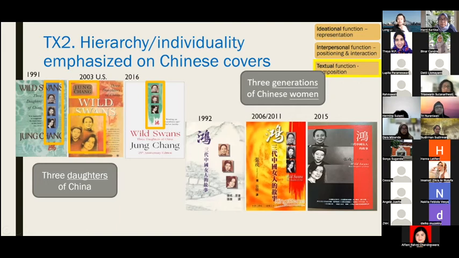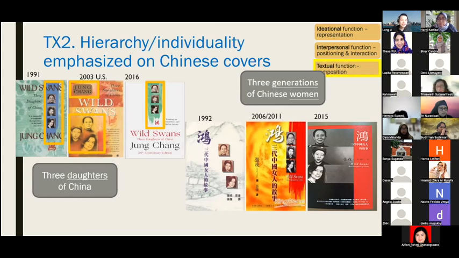And another interesting finding is that the Chinese translation is quite different from the English source text in that the generational gap is more emphasized on the Chinese language covers. The family hierarchy becomes more prominent. So when we see the English subtitle, Three Daughters of China, if you still remember it, the women are one group. They're all the same. They're all daughters of China. There is no difference among the three.